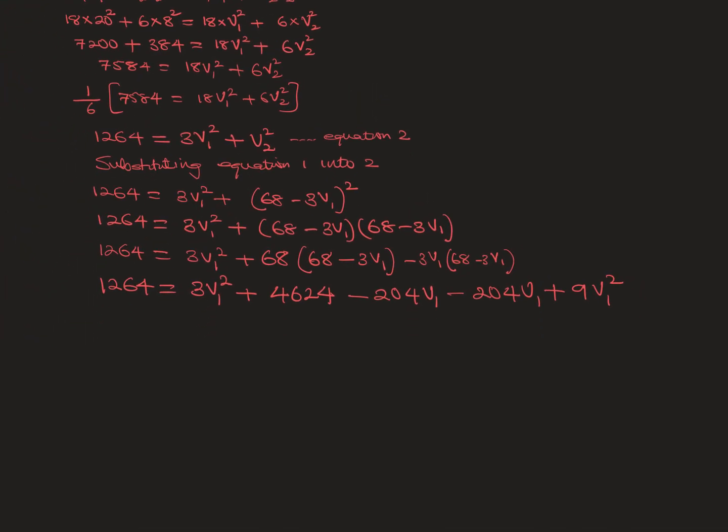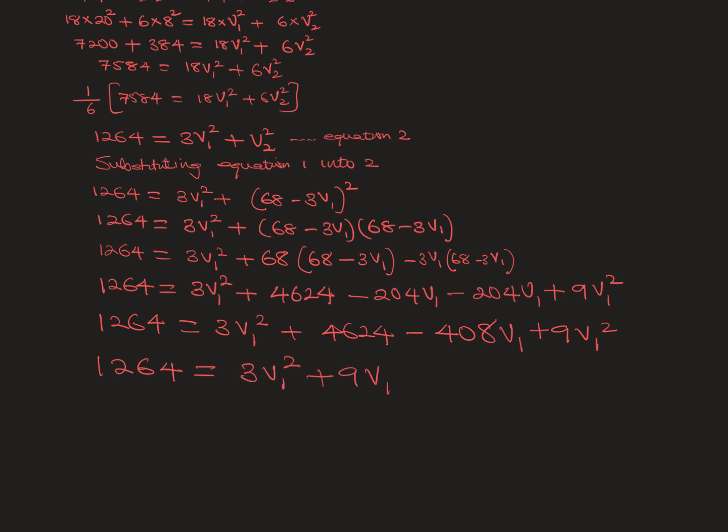Moving on, we have 1264 is equal to 3 V1 squared plus 4624, negative 204 V1 minus 204 V1 gives negative 408 V1, then plus 9 V1 squared. If I collect like terms, I will have 1264 is equal to 3 V1 squared plus 9 V1 squared, then negative 408 V1 plus 4624.